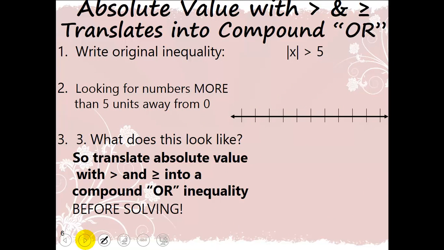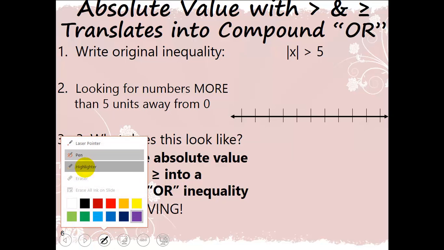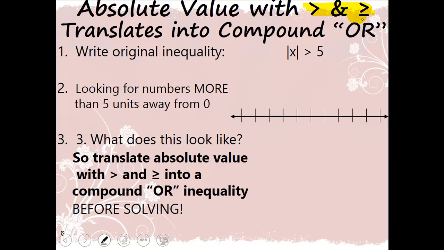All right, now let's start looking at a compound or absolute value with a greater than symbol. Greater than, or, notice what we have here. So what we're going to do is I'm going to graph this. Here's 0. And then I'm going to go up by 2s. 2, 4, 6, 8. -2, -4, -6, -8. So we want more than 5 units away from 0.